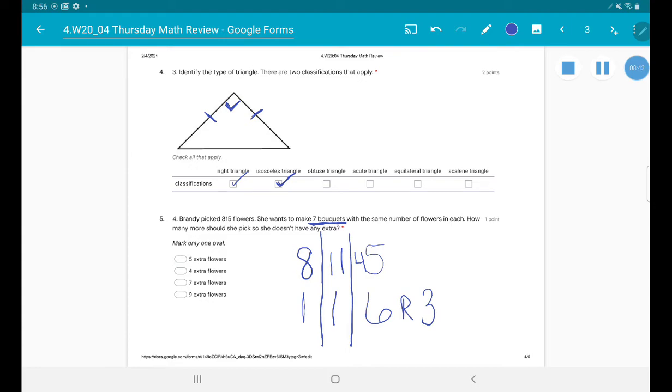I chose 4. She needs 4 extra flowers. But if she did that, wouldn't she have 1 extra? How many does she need? How many groups does she have? 7. She has 3. So to get from 3 to 7, she needs 4 more. All right. Any questions about those? Nope.